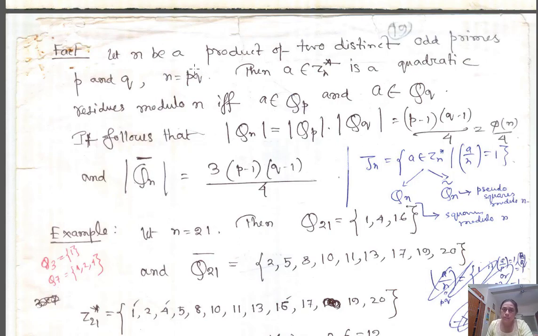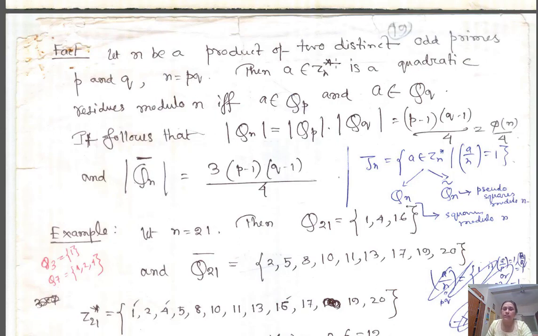So in particular, if your modulus n is a product of two distinct odd primes p and q, n equal to pq, p and q are co-prime. Both p and q are odd primes.